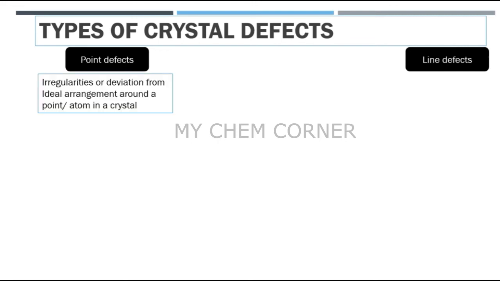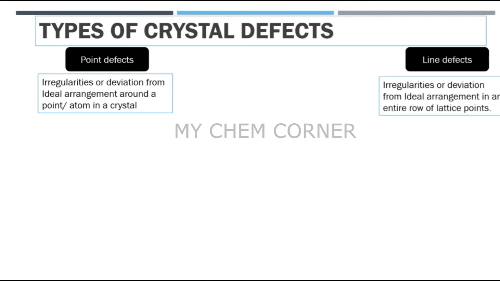In the case of a point defect, you're talking about a particular point or a particular atom in a crystal. It is showing irregularities or deviation from an ideal arrangement around a point or around an atom in a crystal. That is called a point defect. And in the same way, if you're talking about a line defect, you are talking about an entire row of lattice points. So if there is a disturbance in the arrangement over an entire row of lattice points, then they are classified as line defects. So if you go by the term itself, you get the meaning of these defects.